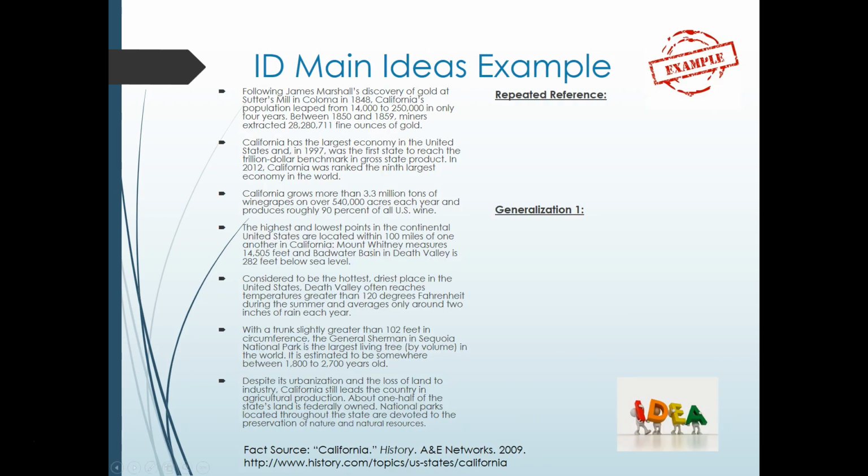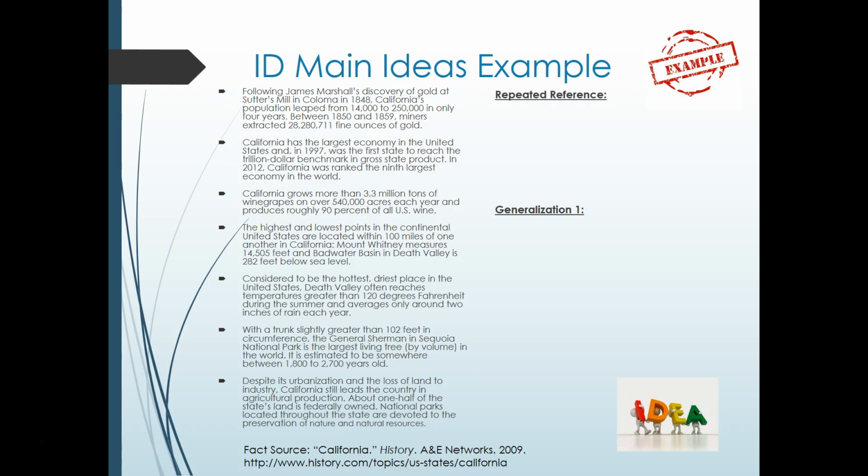As I mentioned, repeated reference can help you decide what is the most important. For example, this original passage is mostly just a list of details. It reads, "Following James Marshall's discovery of gold at Sutter's Mill in Coloma in 1848, California's population leaped from 14,000 to 250,000 in only 4 years. Between 1850 and 1859, miners extracted 28,280,711 fine ounces of gold.